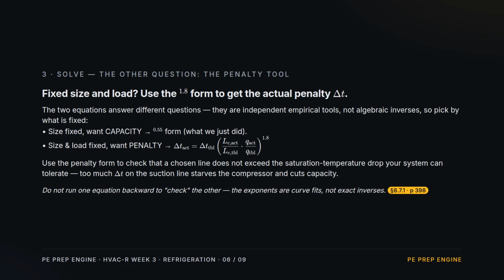There's a second tool for the reverse question. When the line size and the load are both fixed, and you want the resulting penalty, use the 1.8 form. It tells you the saturation temperature drop that line and load produce, so you can confirm it stays under what your system tolerates. Too much drop on the suction line starves the compressor. These 2 equations are separate curve fits, so don't run one backward to check the other.